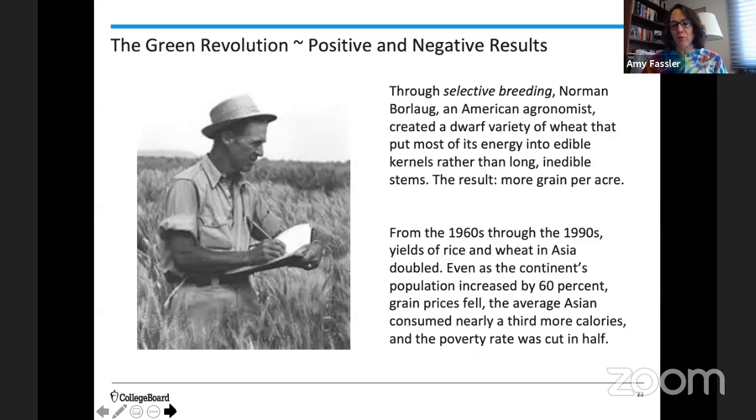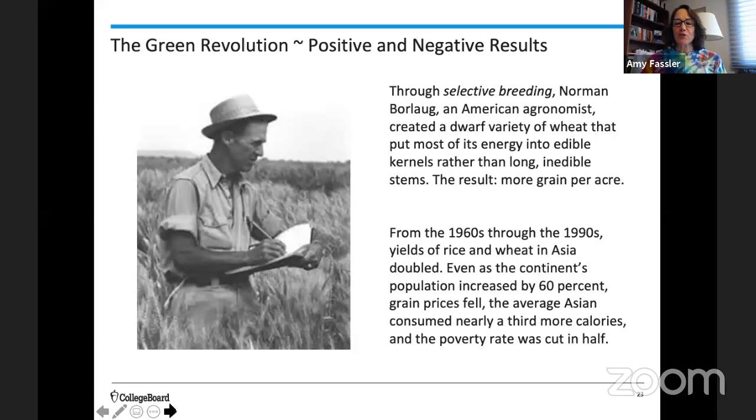So let's switch gears a little bit and go from that agriculture practice that's used just to feed a small number of people to the Green Revolution. These remarkable breakthroughs that happened in scientific advancements in the 1950s and 60s.